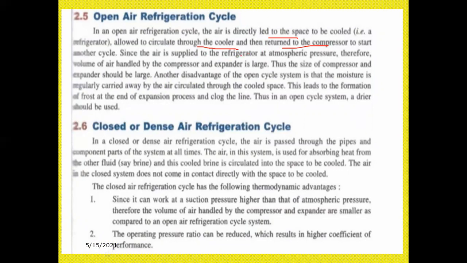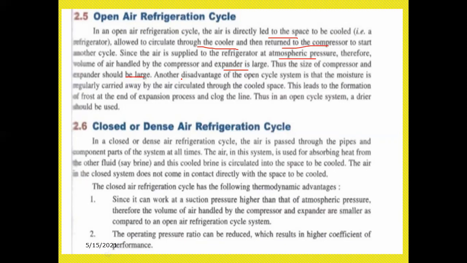Since the air is applied to the refrigerator at atmospheric pressure, which is low, the volume of air handled by the compressor and the expander is large. Thus, the size of the compressor and expander should be large. What is another disadvantage here?